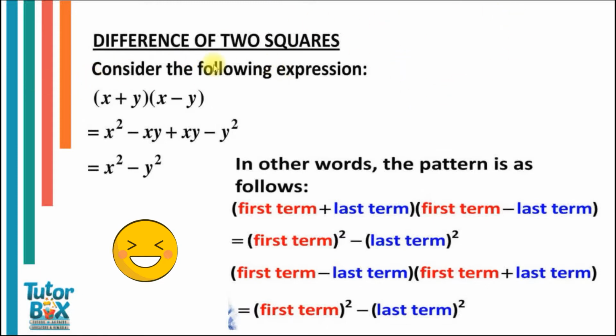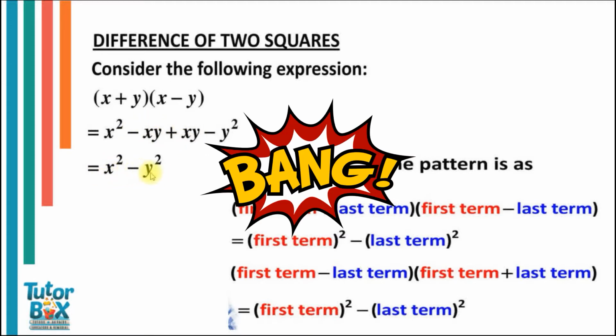So let's look at it. So it says consider the following expression with x plus y in brackets times x minus y. So if x plus y, this sign is positive, times x minus y, this sign is negative, right? So this will be equal to, right, let's do our FOIL. We get x squared minus xy plus xy minus y squared. So if you notice, these two are the same, right? So this one is subtracting, this one is adding. So basically this will be 0. So you get your answer to be x squared minus y squared, right?